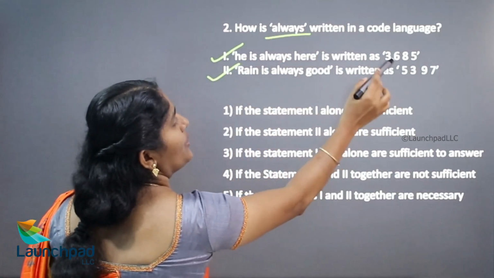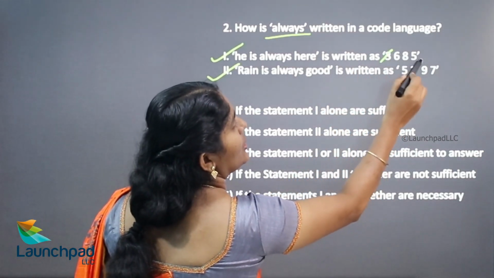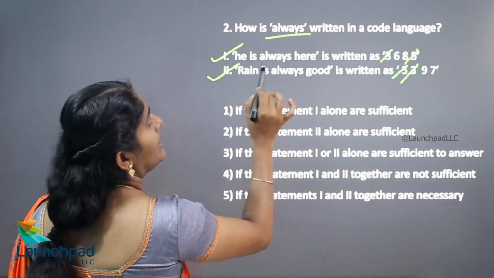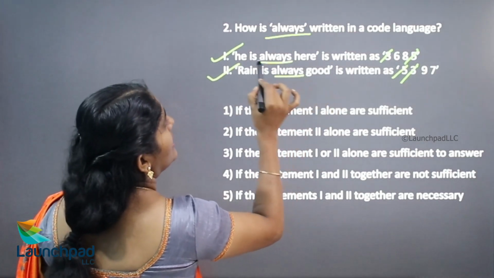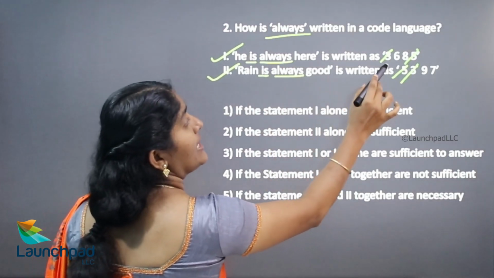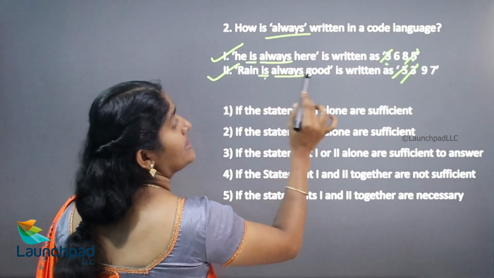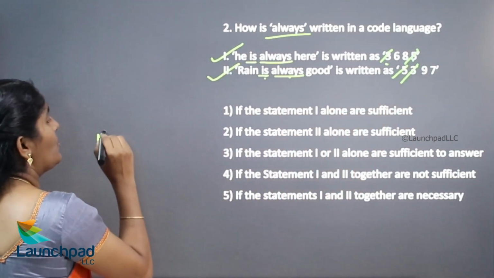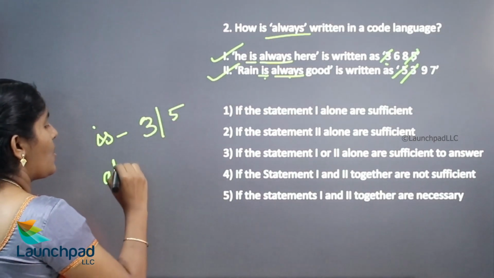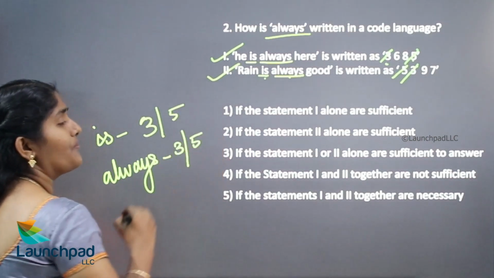What is the common code here? The common codes are 3, and are there any other common codes? 5. So according to the question, here "always" and "is". So "always" has two possibilities, either 3 or 5. And similarly here also, "is always" is either 3 or 5. So "is" is 3 or 5. Otherwise, "always" will be coded as 3 or 5.